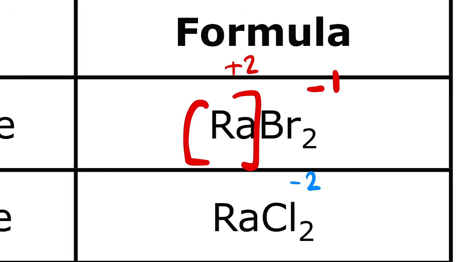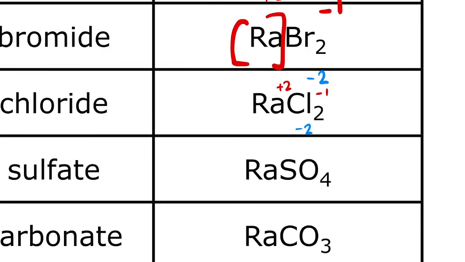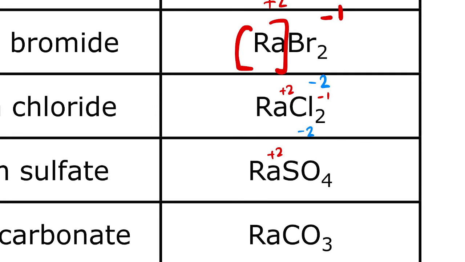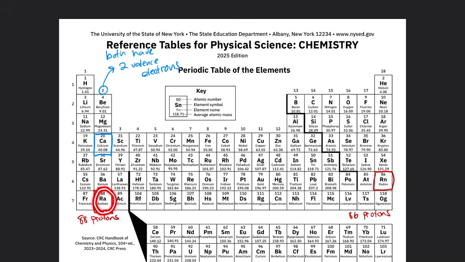Let's kind of check this with the other ones, right? So chlorine here is -1. Each chlorine is going to be -2 in total, so this one's going to have to be +2 as well. And as we go down, radium is still going to be +2. That's going to be -2. That's going to be +2. And that's going to be -2. All right, you could also identify this because radium is a group 2 element.